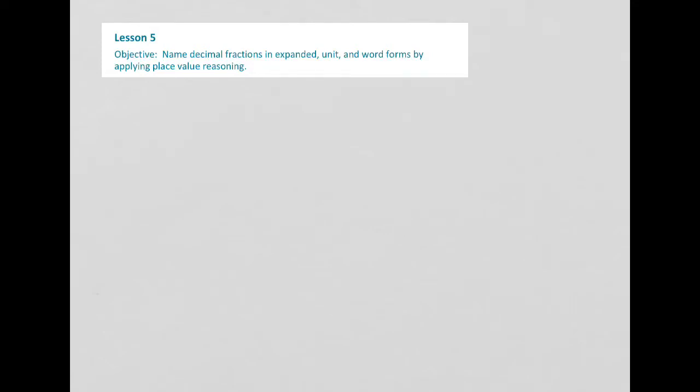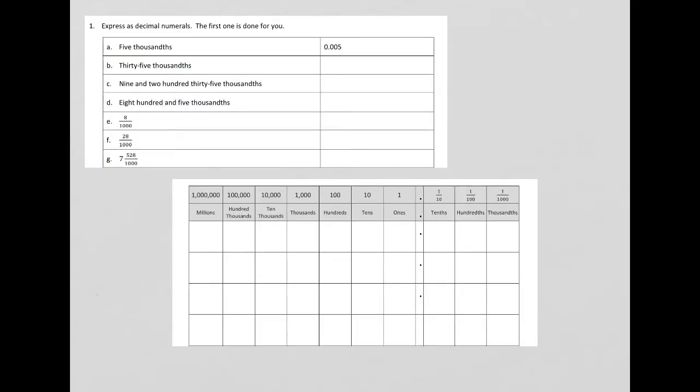Okay, today we're doing Module 1, Lesson 5, where we're looking at how to write and read decimals in different forms. So we're going to look at expanded form, word form, unit form, and standard form, just like different ways of writing and reading numbers. So let's do a little bit of practice for each type.